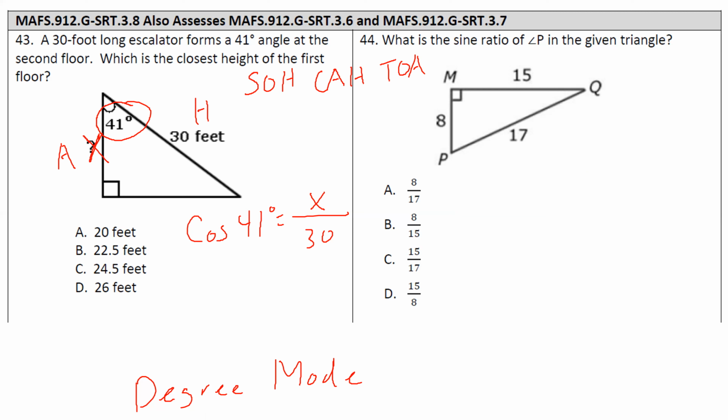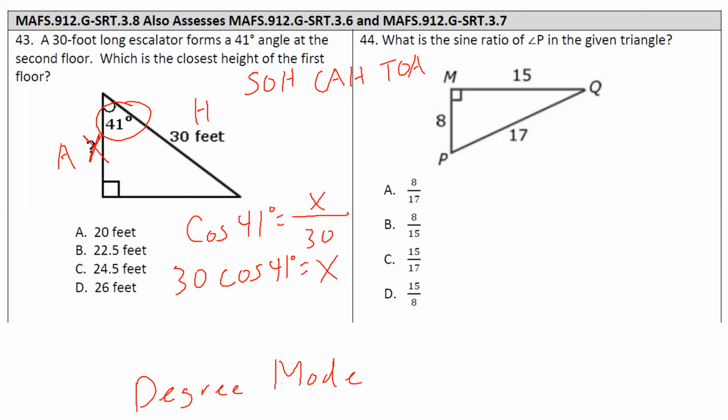All right. So now on this one, we have our equation set up. We need to solve for X. And first step is pretty much always the same. We got to get rid of the denominator by multiplying it over to the other side. So we have 30 times cosine of 41 equals X. And you can plug that whole thing into your calculator. Make sure if you're using a calculator that's just one line, you make sure you hit equals at the end. Don't just do cosine of 41. So 30 times cosine of 41.